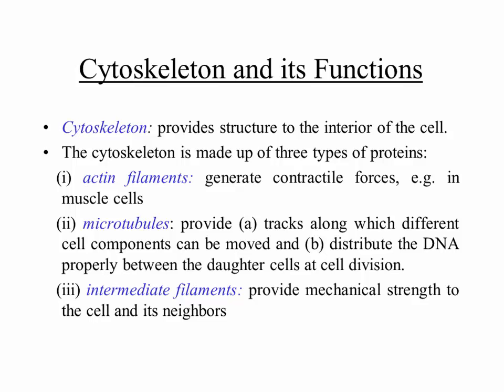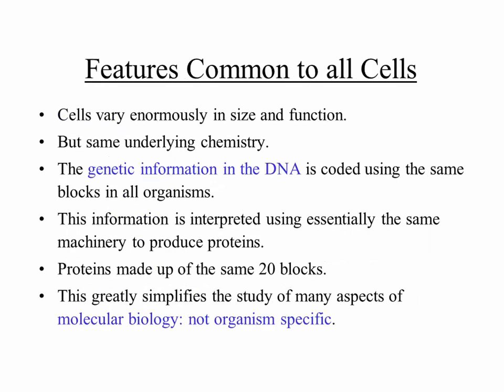Another class of proteins are what are called intermediate filaments. These provide mechanical strength to the cell and its neighbors. Okay, because otherwise the cell might collapse. Right, so for some things you need a certain amount of rigidity, and that's provided by intermediate filaments.